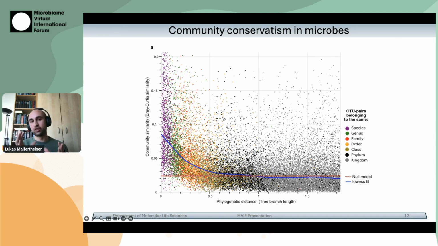So how similar on average are the communities to one another? And what we can see is that with increasing relatedness, their community similarity also becomes more and more similar. This already starts picking up here at the phylum level and then rises almost exponentially. So to answer our previous question with one small sentence: yes, we can show that community conservatism, or the trend of related microbes to be found in more similar communities, is present in microorganisms.